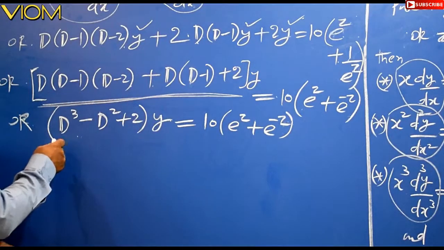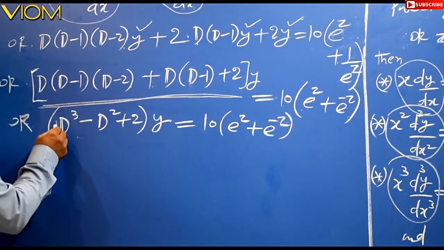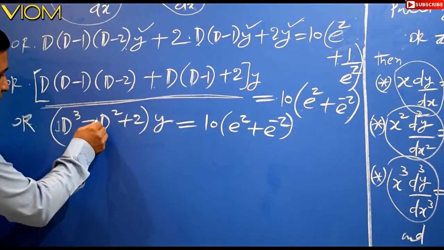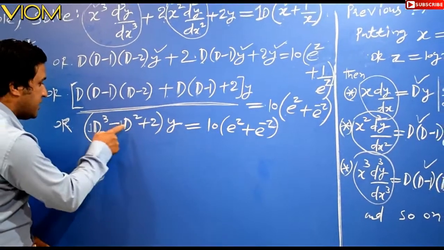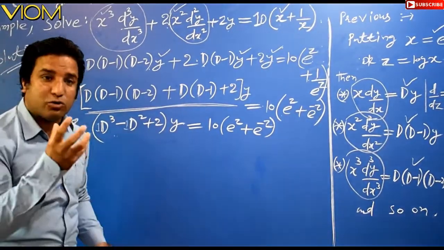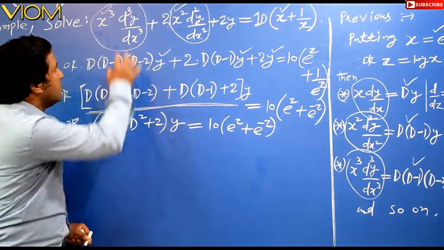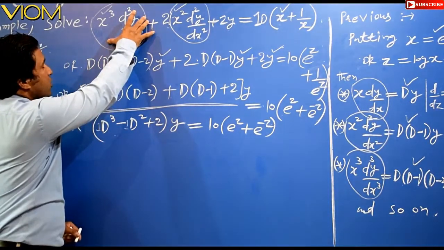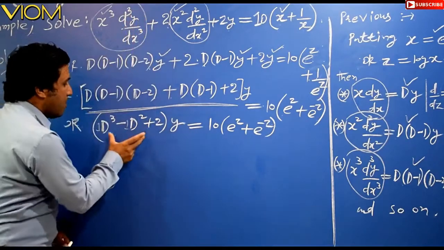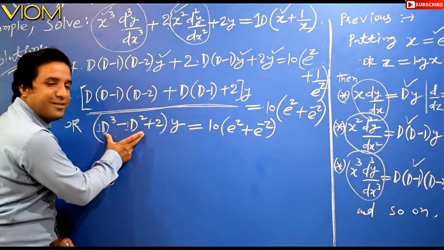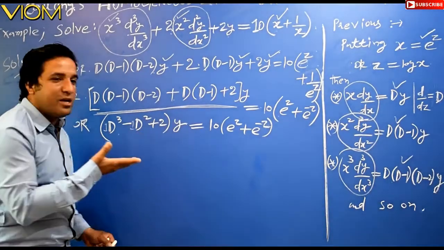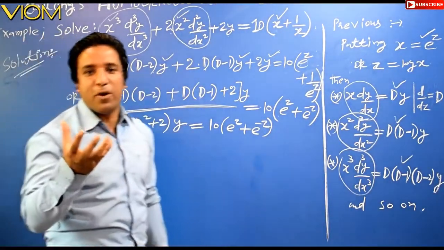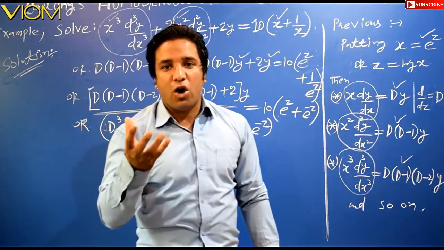So this differential equation, you know that D cube contains a coefficient 1 here, D square contains coefficient minus 1 here, and D here contains coefficients. So this is clearly transformed. This was a differential equation containing variable coefficients, but the resultant differential equation contains constant coefficients. So this is transformed.